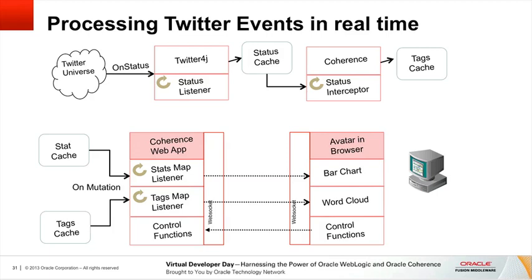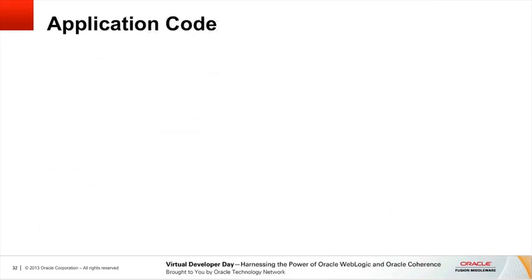Finally, there are control functions that are also sent over the WebSocket. Based on our event-driven architecture, we've got interceptors that are actually responding to events from Twitter, and we've got map listeners which are responding to events from Coherence and sending those events over a WebSocket to be rendered in the browser. So with that, let's talk about some application code.